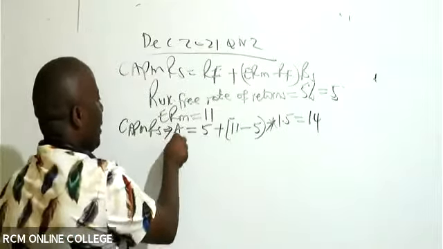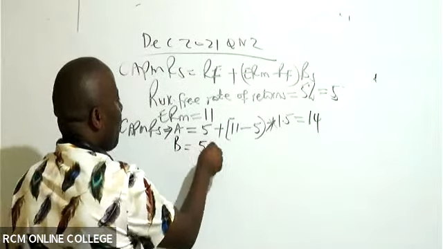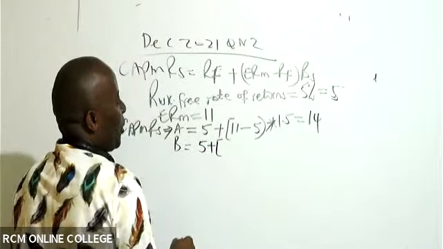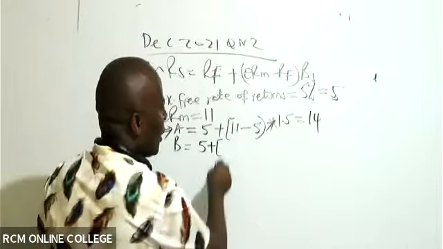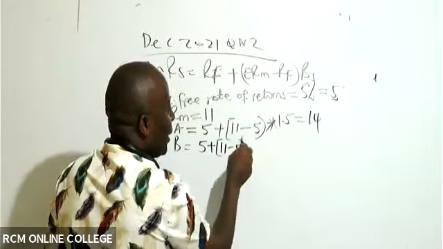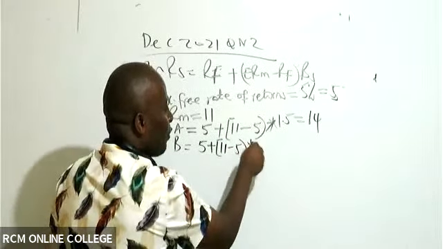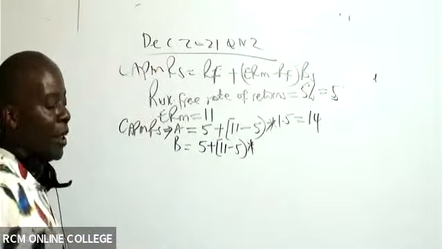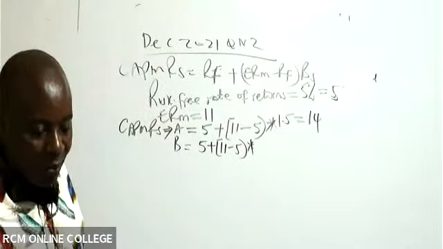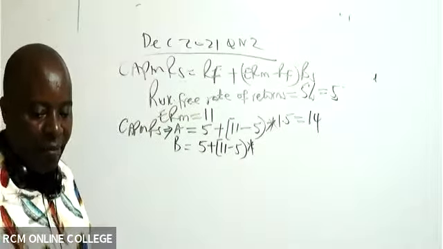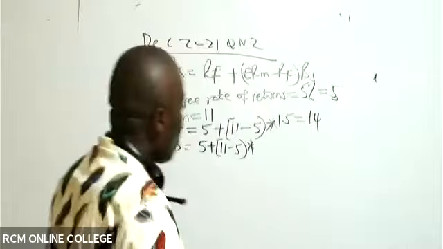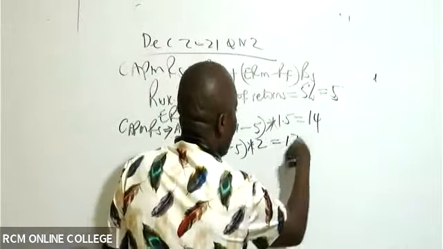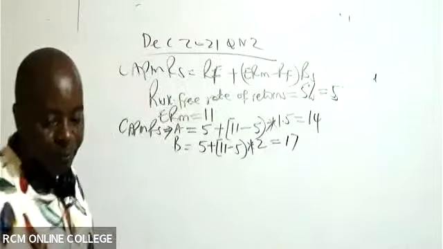And then we have B. So for B, we have 5 plus. You see, the risk-free is the same throughout. Even the market returns are the same throughout, 11. What will keep on changing in CAPM is the risk profile, the risk factor. So for B, I will take the beta for B. Already they have the answer. These guys are geniuses. They're telling me, Mwalimu, this is 17.